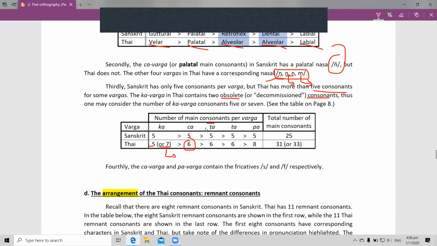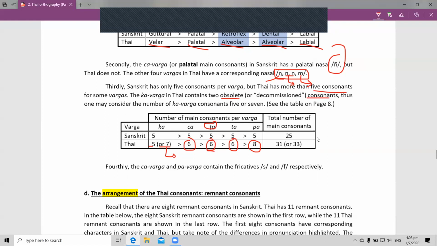For the ta-varga, or the retroflex varga, but we don't pronounce it as a retroflex in Thai, we have 6 of them. Okay, similarly for the dental ones, right? And then for the pa-varga, we have 8 consonants in that row. Okay, so we add them all up, right? We have 31 consonants or 33 consonants in the main group consonants in Thai.